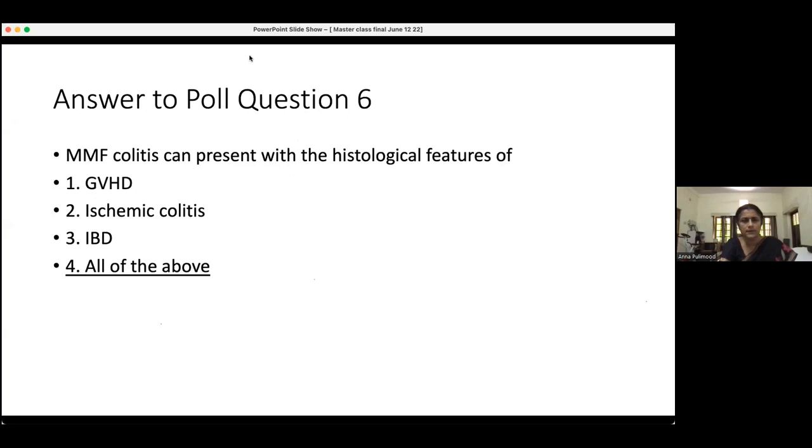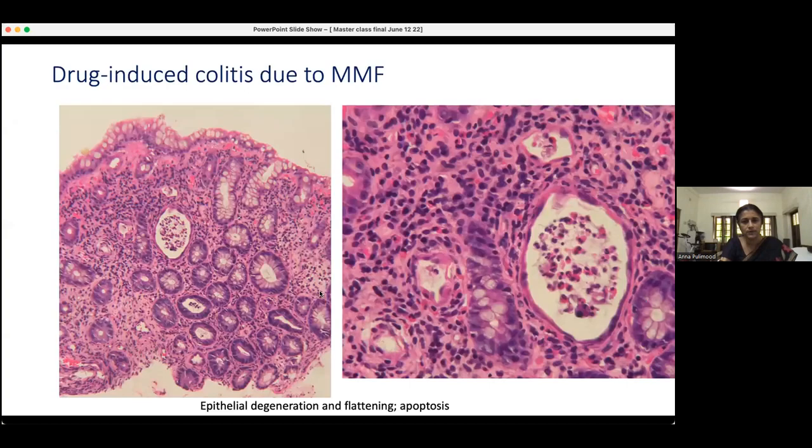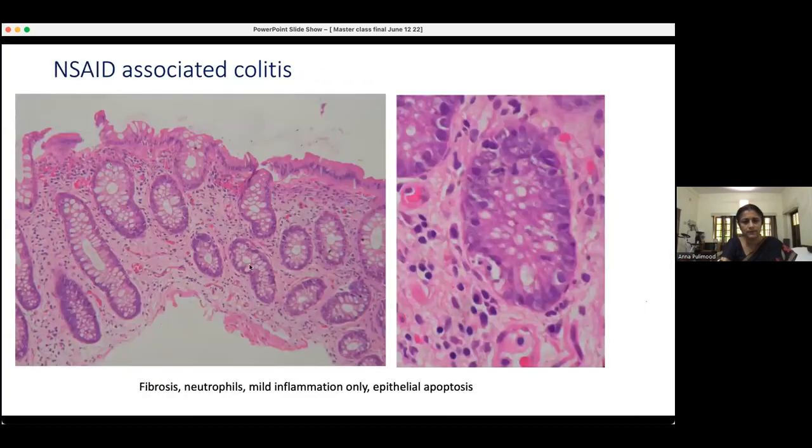Okay, so the right answer is all of the above. MMF colitis can present like GVHD, it can present like ischemic colitis, it can present like IBD, and it's often difficult to distinguish from these disorders. It's important to have the history. The pathologist must know the history to be able to distinguish these diseases. So this is a case of MMF colitis with a large crypt apoptosis.